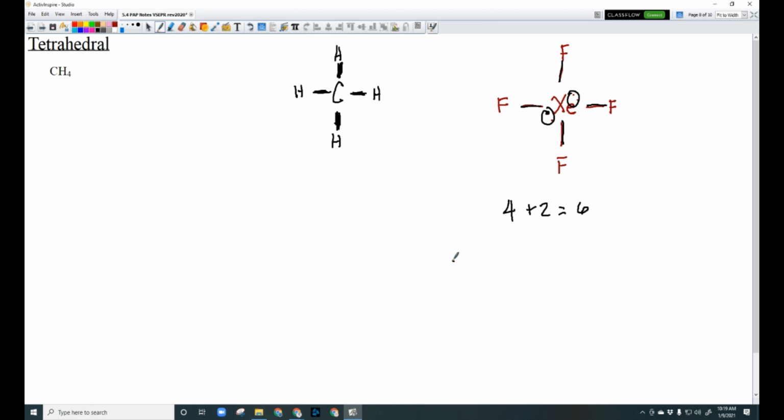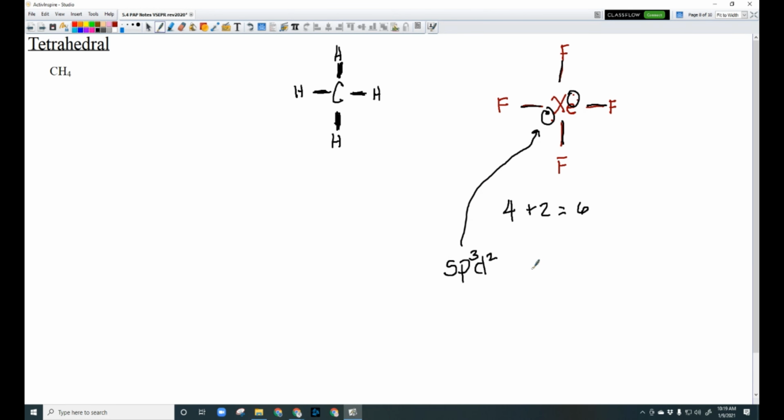So we can only take 1 from s, right? We can only take 3 from p because there's only 3 orbitals in the p to hybridize. So we're going to have 3 of those p. Well, that's only 4, so we need 2 more. So we're going to have to go to that d orbital, and we're going to have to hybridize 2 more orbitals from that d orbital. So this hybridization for xenon is going to be sp3d2. So that's how you get the hybridization here.